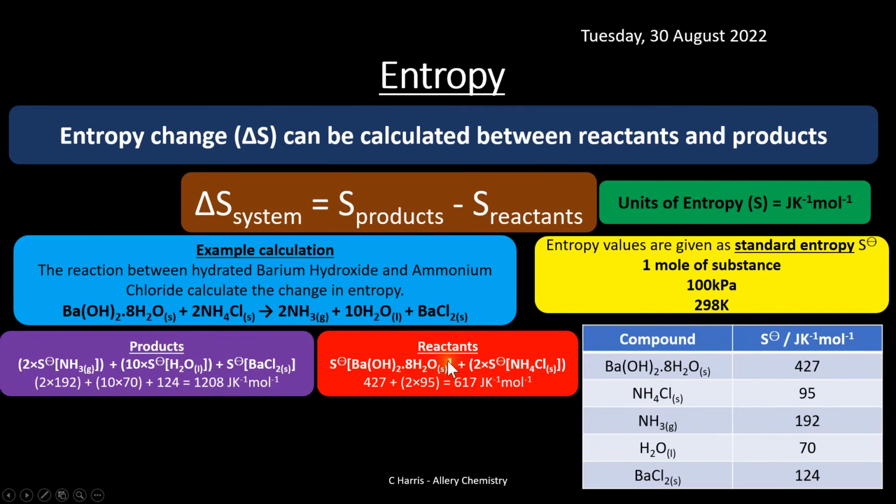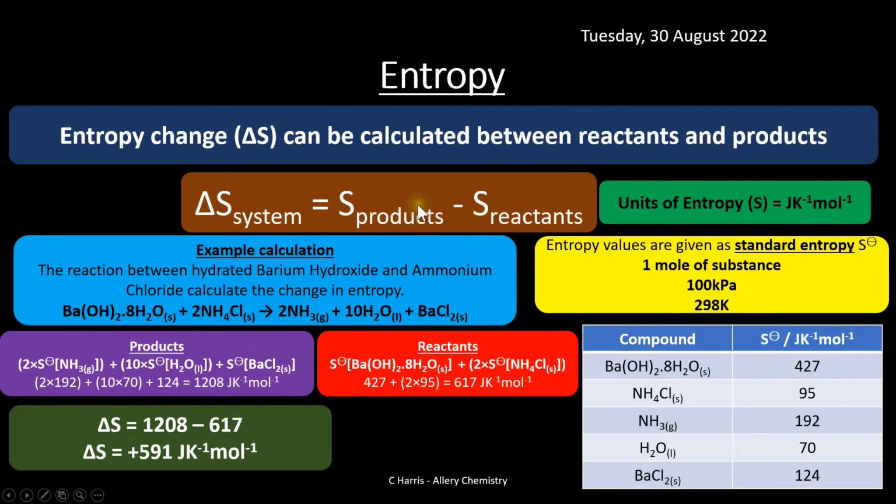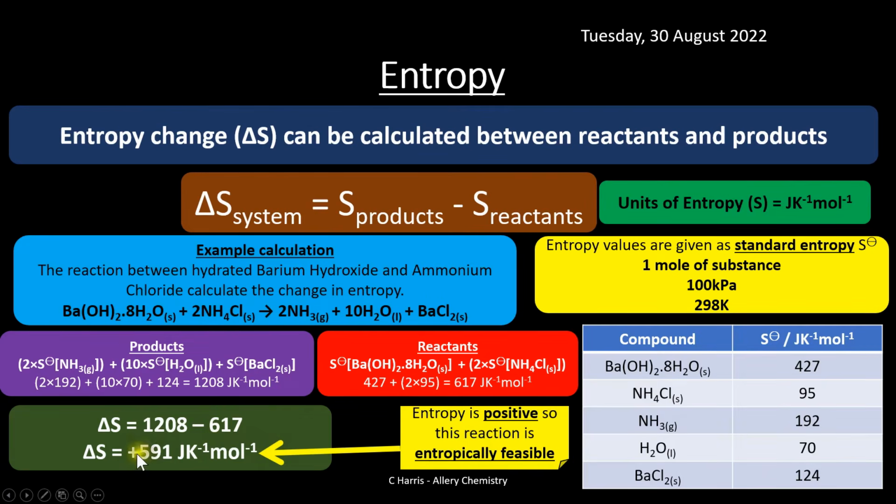Now we do exactly the same with our reactants. Again, use the data here to work out your reactant values. Then basically we put products minus reactants. Your products are going to be this, and your reactants are over here, and this is going to give you plus 591 joules per Kelvin per mole. So this is a positive entropy value, so this is feasible.